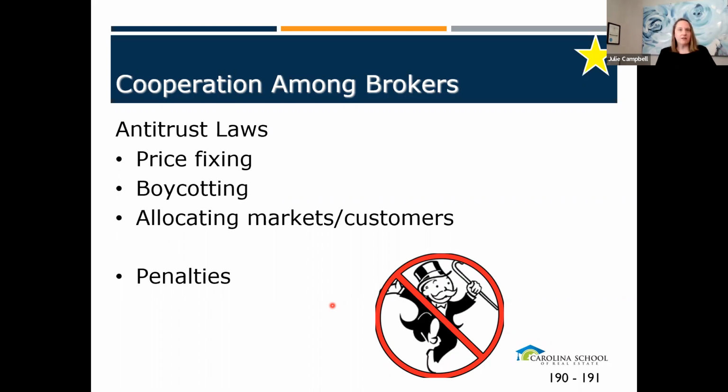Is price fixing worth it? Is price fixing telling your seller everybody charges the same thing? I don't think so. So violating penalties, big deals. And this is why we need to be aware of these Sherman antitrust laws. Questions?